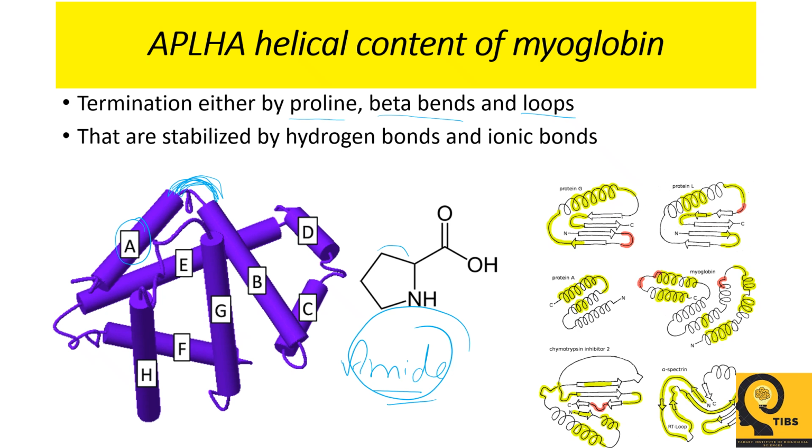But these bends can be stabilized by hydrogen bonds and ionic bonds. Here you can also see the bends. So bends are because of proline amino acid residues, beta bends, or loops.